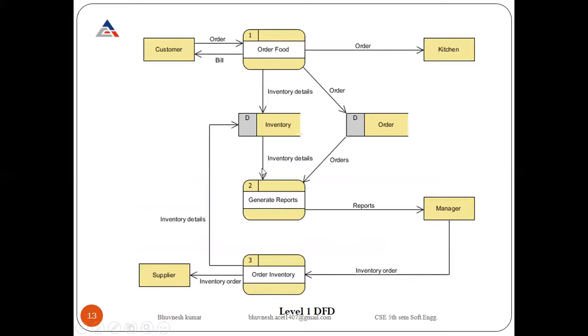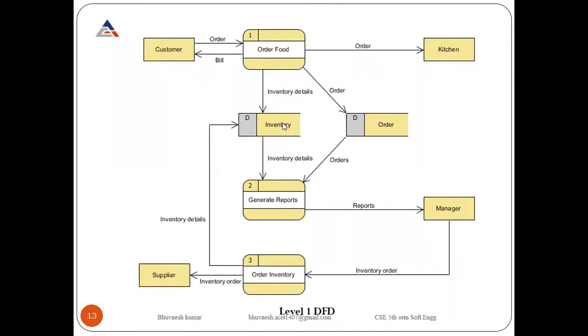We decompose our level 0 process into sub-processes. This is your first process, order food. Who will order that? The customer will order it, and that order will be stored in your order detail. This is your data storage, and it will also use this symbol with one side open. In some tools or software, these symbols are represented in this way also. This is your data store part.